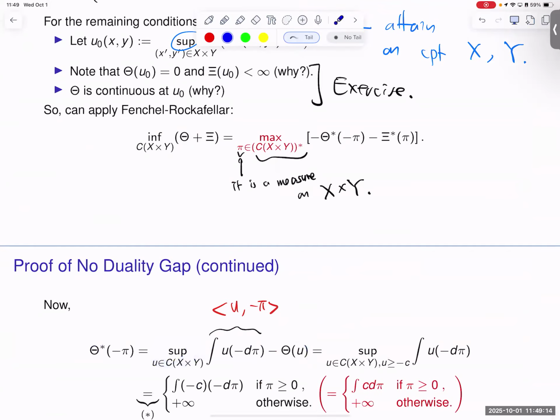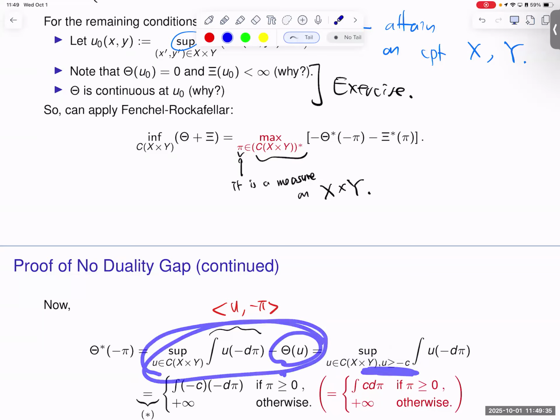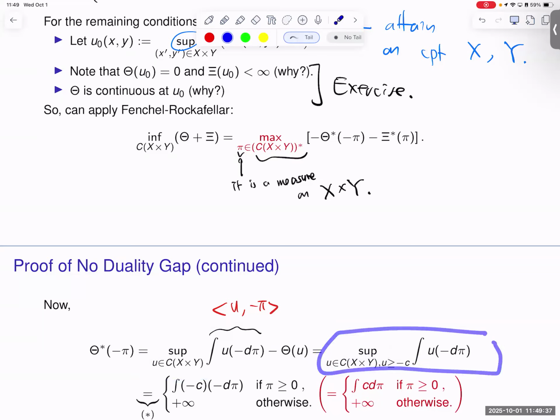So that means only the remaining functions satisfying this condition will apply to evaluate the supremum. So then for those functions satisfying this condition, this value is 0. That's why this is exactly the same as this. Okay, am I making sense?